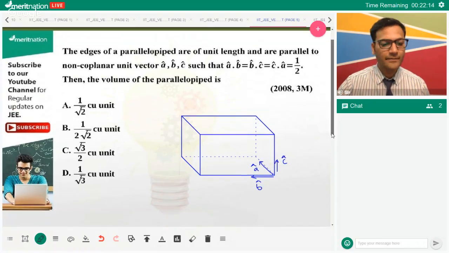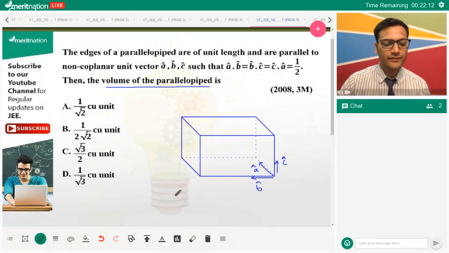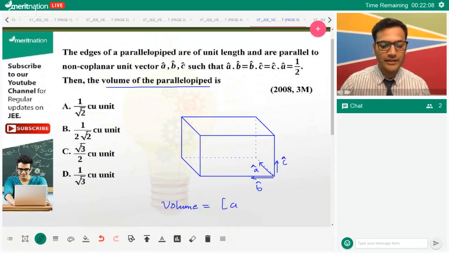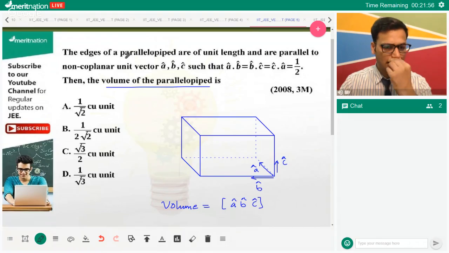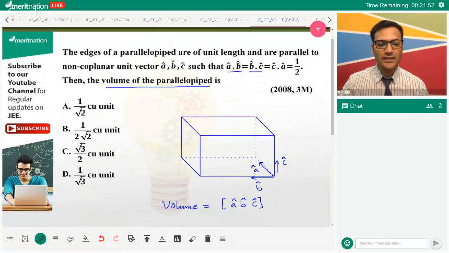Therefore, we can say the volume of the parallelepiped will be the scalar triple product of A, B, and C. Obviously, A, B, C are unit vectors. So scalar triple product of these 3 unit vectors, A, B, and C. Unit length are parallel to this. Now, what's being given to us is A dot B, B dot C, C dot A. That's being given to us as half. We don't know how to express this in terms of it.